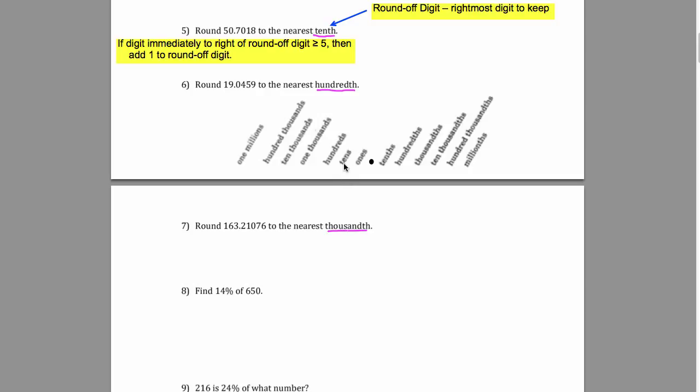The columns are actually symmetrical. Let me tell you what I mean by that. Here you have tens. Here you have tenths. Here hundreds. Here hundredths. Here the thousands column, and here the thousandths column. And that should make it easier for you to memorize which column contains the round-off digit.